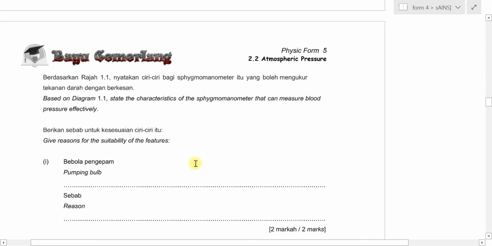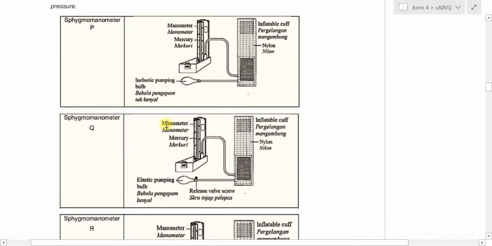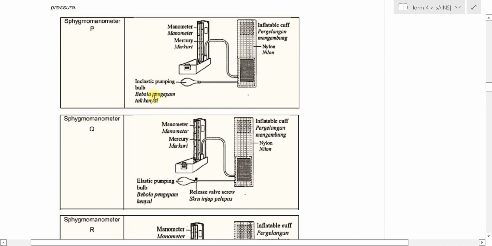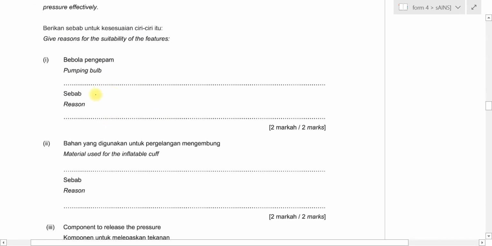Okay, let us see. Based on diagram 1.1, state the characteristic of the sphygmomanometer that can measure the blood pressure effectively. Okay, pumping bulb. The specification should be inelastic or elastic. Definitely it should be elastic. Inelastic means how are you going to pump the blood? So it must be elastic. The reason: easy to pump, or you can also say can pump continuously. If inelastic, you cannot pump continuously.